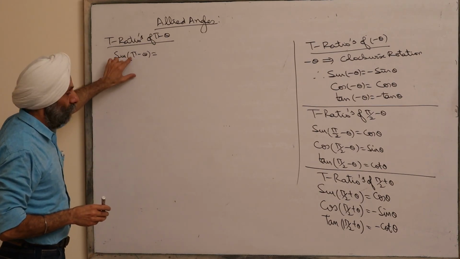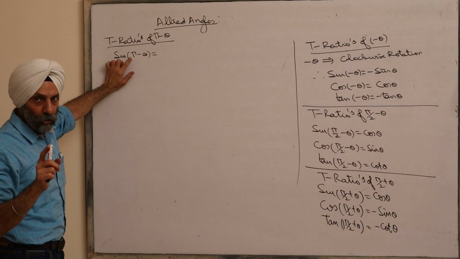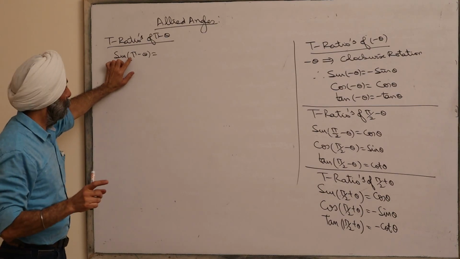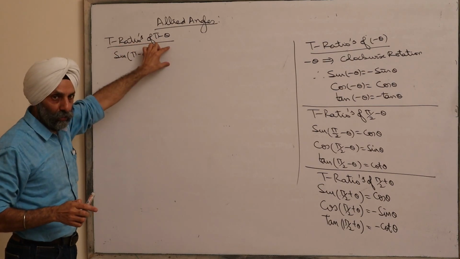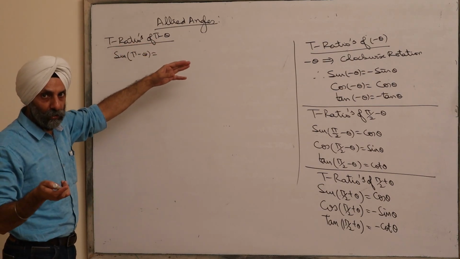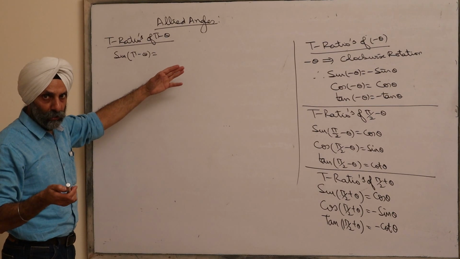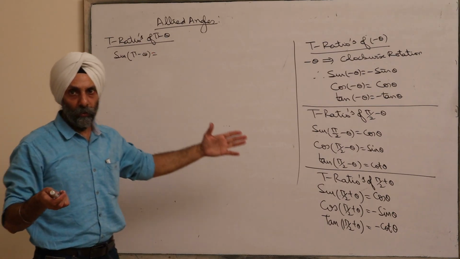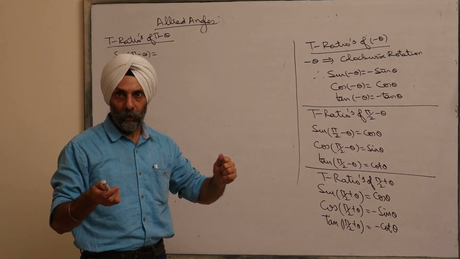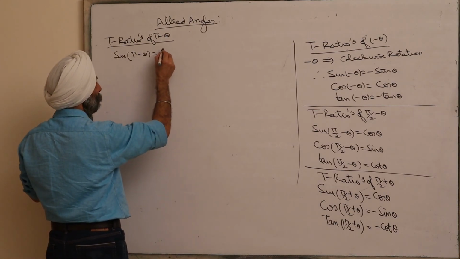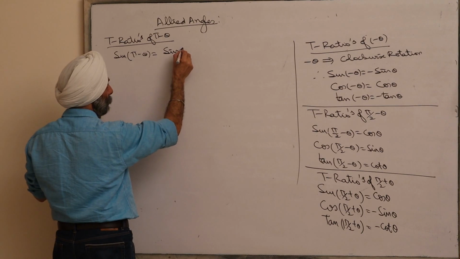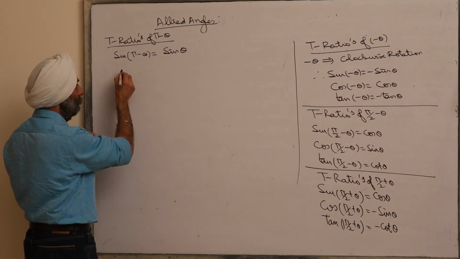Whenever the figure here is an even multiple of 90 degrees, the trigonometric ratio will remain the same. That means sine will remain sine, cos will remain cos, tan will remain tan. But the sign we will check according to the quadrant. So sine of 180 minus theta, being in the second quadrant, is sine theta.